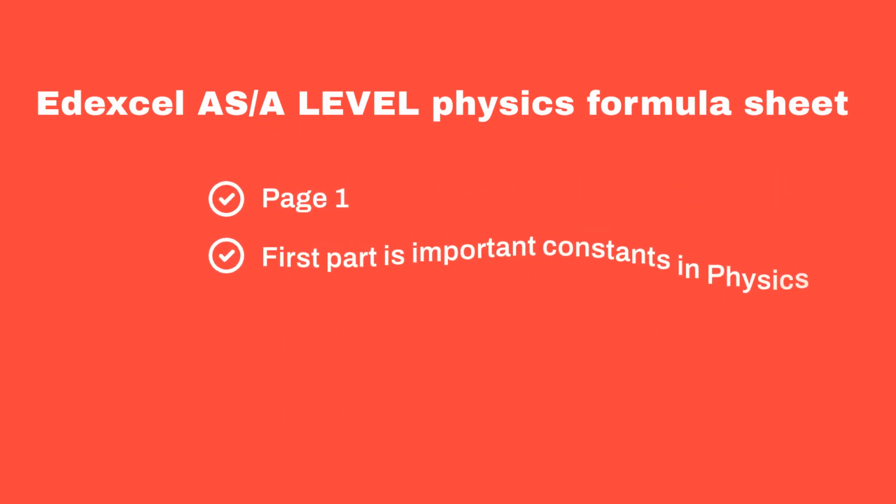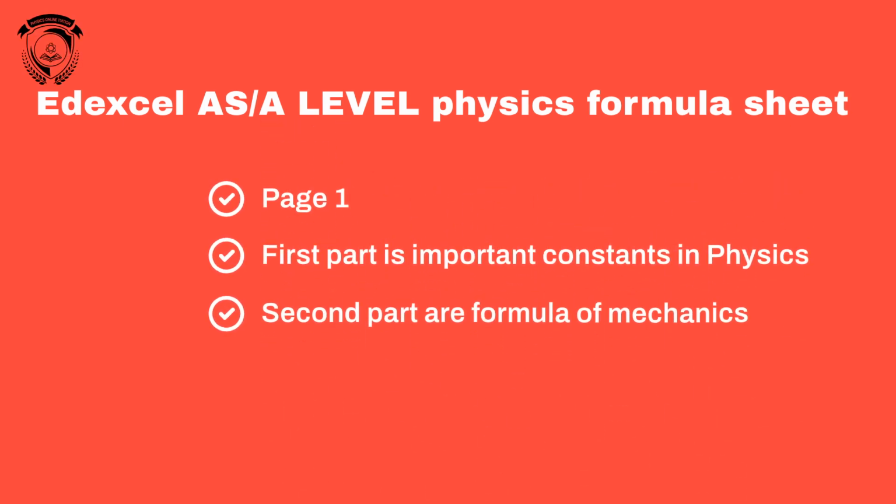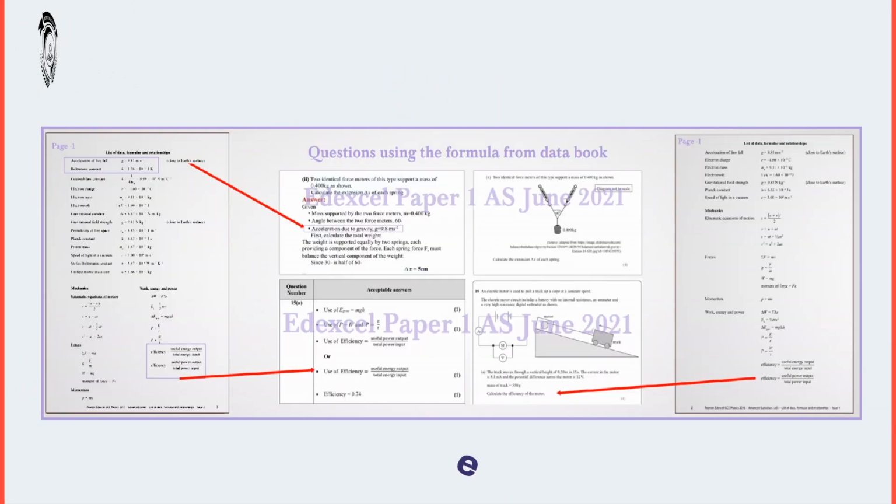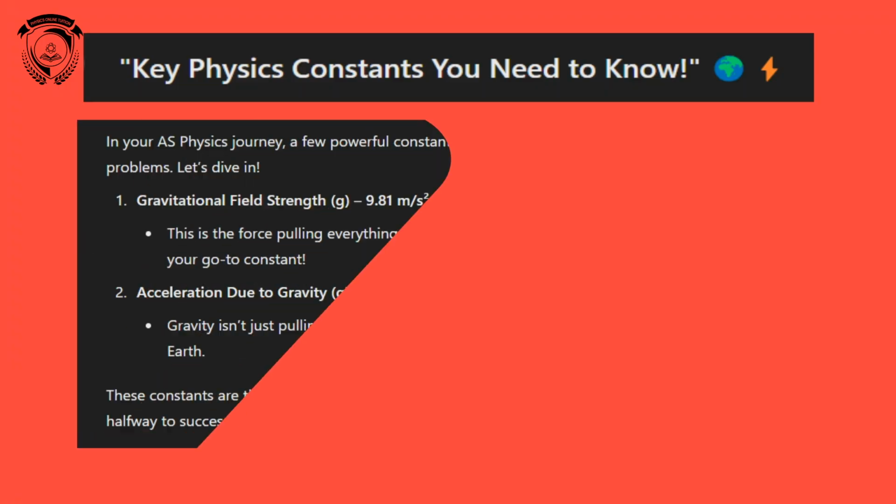Edexcel A Level Physics Formula Sheet. Let's start with page 1. The first part of page 1 are some important constants in physics, and the second part is related to the formulas of mechanics. You can see this in the picture in front of you, page 1 of the AS and A Level Physics Formula Sheet.